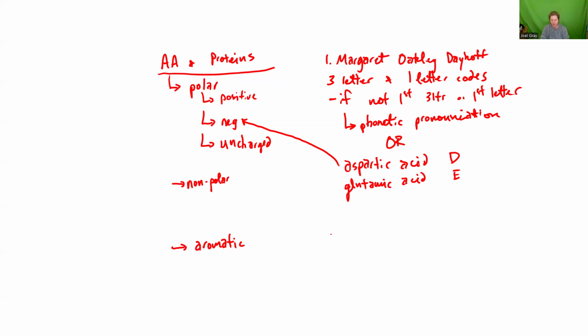Aspartic acid has an R group that looks like this, and it is a carboxylic acid, whereas glutamic acid looks a little bit like this. Now, there's no significance to how I drew my carboxylic acids or my carboxyl groups there. The double bond placement does not matter. It's resonance stabilized. Okay, so that's where those things come from.